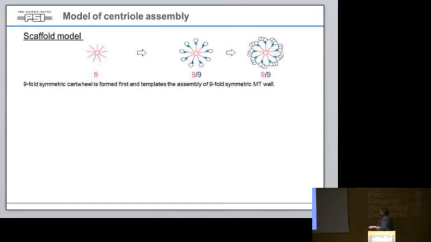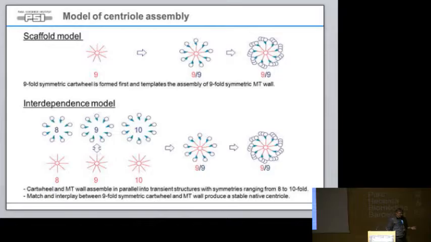So taking now these data together, and also data from the literature, departing from this model, which predicts that the nine-fold symmetric cartwheel is formed first, and is used as a template to assemble the nine-fold symmetric microtubule wall, we now would like to propose an alternative model, which we termed the interdependence model.